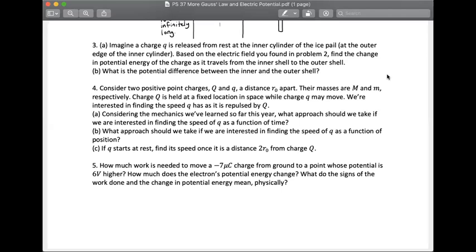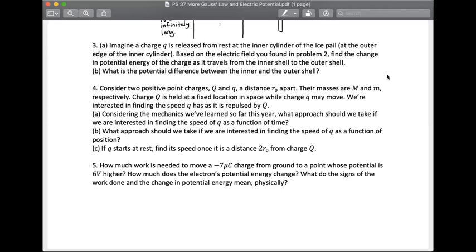Here's problem 4 to start. The statement of the problem is there's two positive point charges. They have different charges and they're a certain distance r naught apart. They both have mass, and we hold the big charge at some fixed location in space and let the little charge move. We're interested in figuring out something with the speed of little q as it's pushed away by big Q. So we're assuming that they're like charges. There's three parts, A, B, and C.